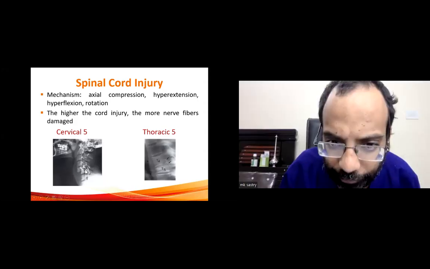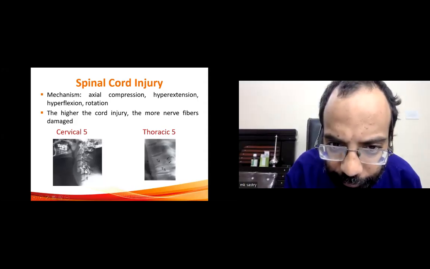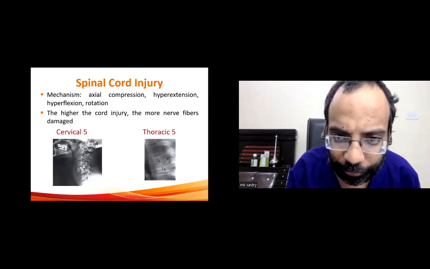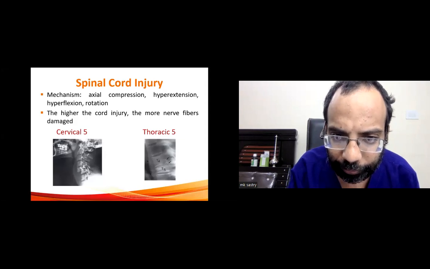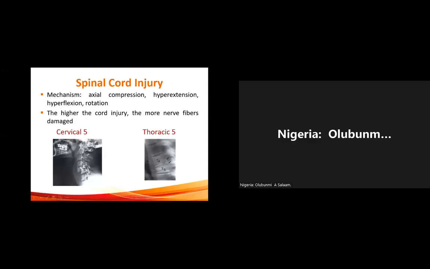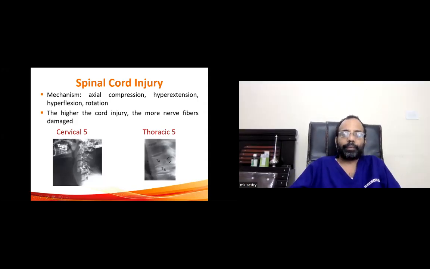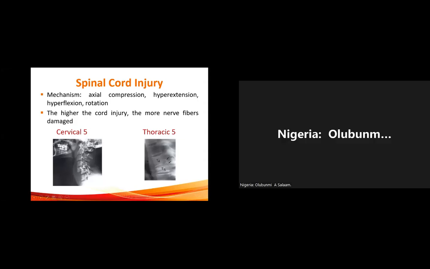In thoracic, you can see this, T4 and T5. Here you can see. Can you show them the bone injuries? Yes, you can see. There is an opening there. The opening, right. Next.